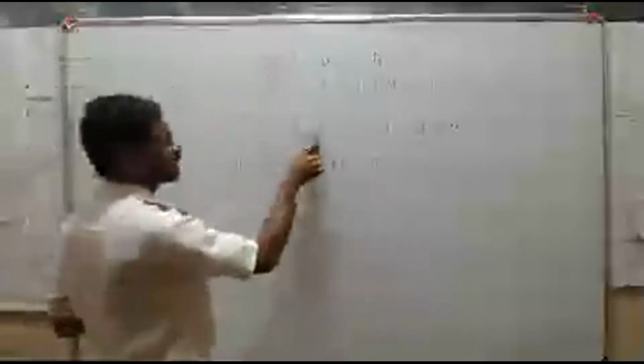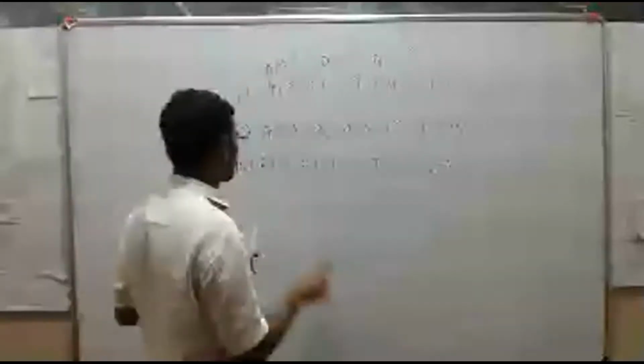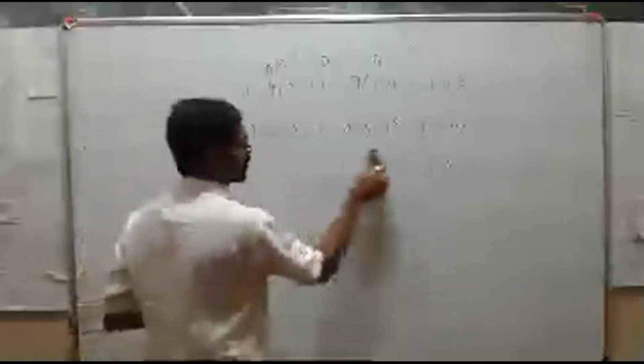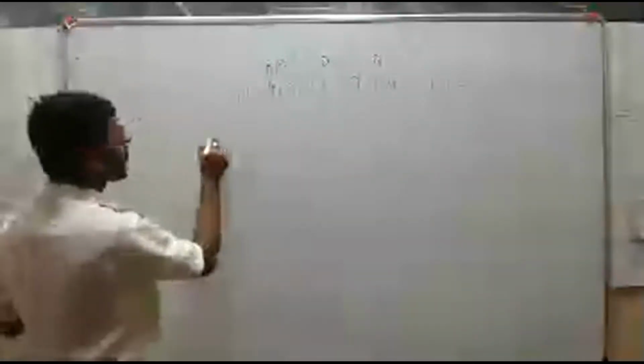First one: A is 2, 3, B is 3, 4, C is 4, 5. Now we have A is -3, -2, B is 2, -1, C is 0, 4. Third one: A is 0, -2, then B is 2, -3, C is 0, -2. The first one I will solve, the remaining you solve. For AB, first AB.